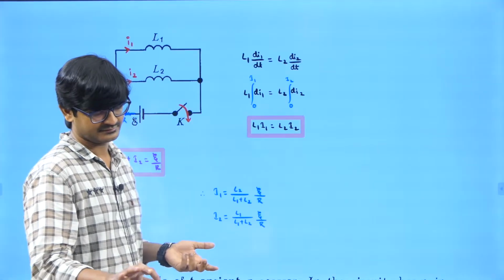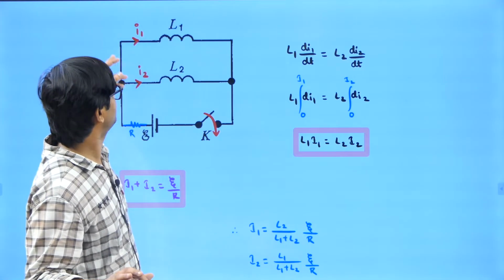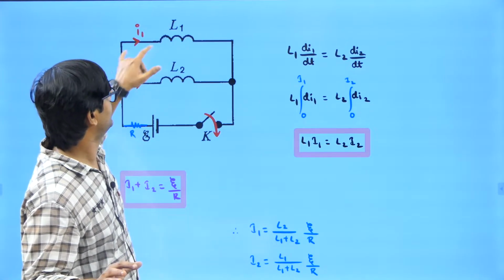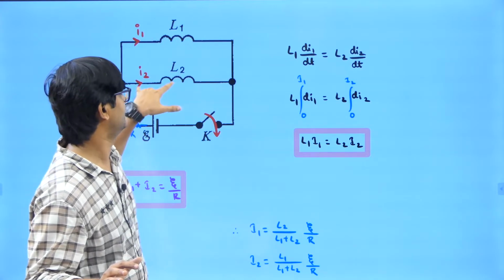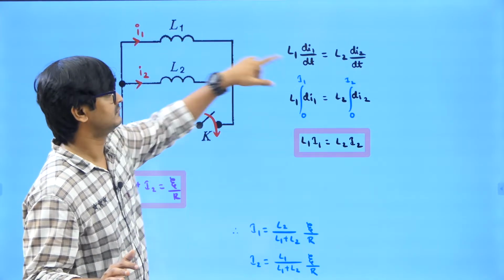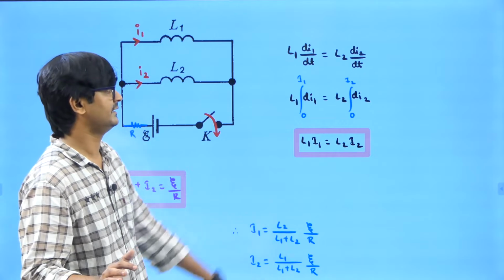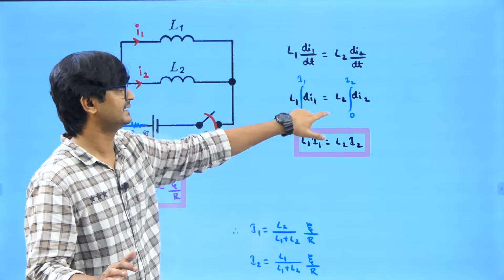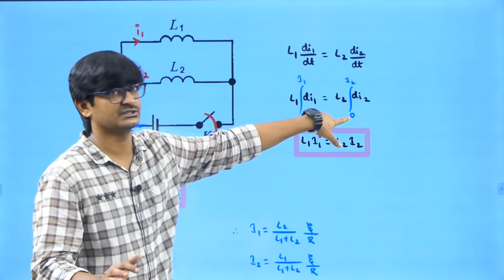So what can I say? If at any moment I assume the currents are I1 and I2, then L1 di1 by dt must be equal to L2 di2 by dt, because their potential difference has to be the same at any point. So I can say, like, integration. Initially when I1 is 0, I2 was also 0.